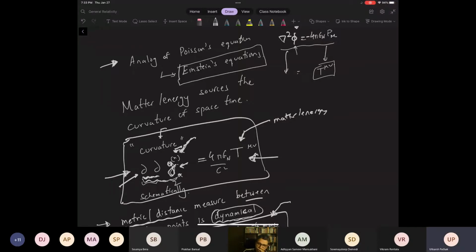Okay. And this G is the same G though? Yeah, sorry, the capital G is the same G Newton. This small g is the metric. Okay.